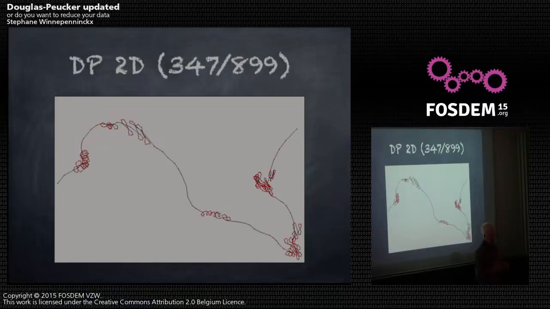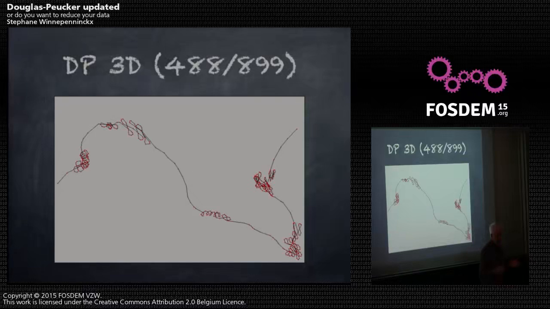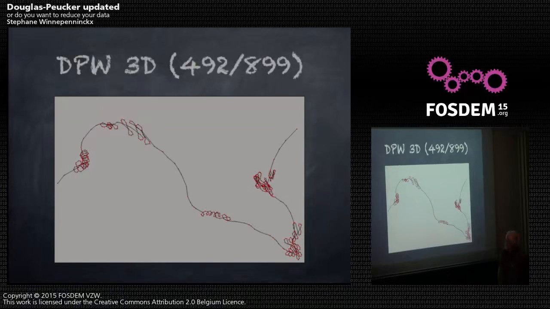If I do it without looking at what comes after the point which I'm processing, so the updated Douglas Peucker two-dimensional, I have 375 points. If I do it in 3D, you hardly see the difference. So when I said that the quality of the updated Douglas Peucker is nearly the same as the Douglas Peucker, I'm not lying. Here I will show you where the differences are. The differences can mostly be seen in the straight lines. So that is Douglas Peucker three-dimensional, and this is the updated one. Do you see the points that are changing? There are some points changing, but the overall shape of the polyline is the same.